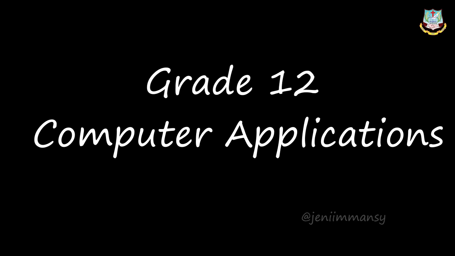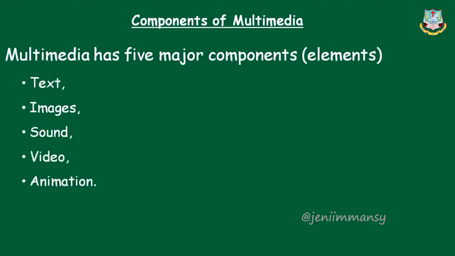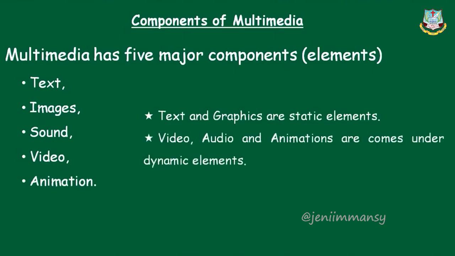Last session we learned the introduction about multimedia, right? Now let's see the components of multimedia. Multimedia has 5 major components, right? As we have seen: text, images, sound, video and animation. Here they have given it in two forms, dynamic elements and static elements. Text and graphics come under static elements, and video, audio and animation come under dynamic elements.